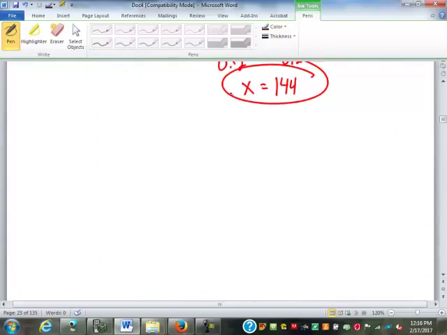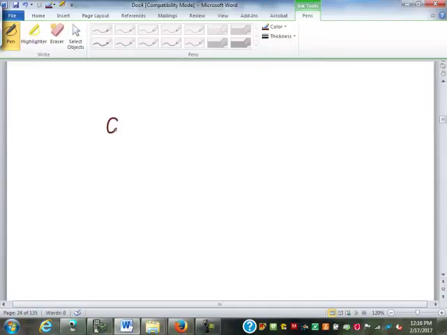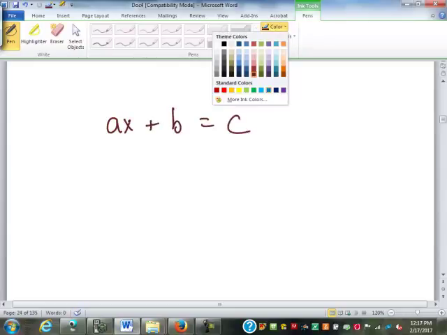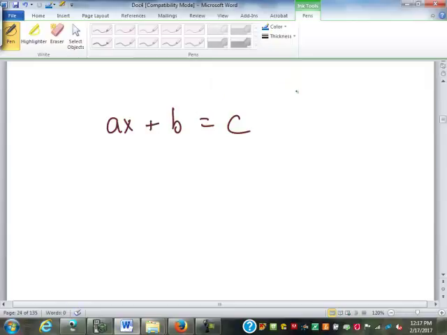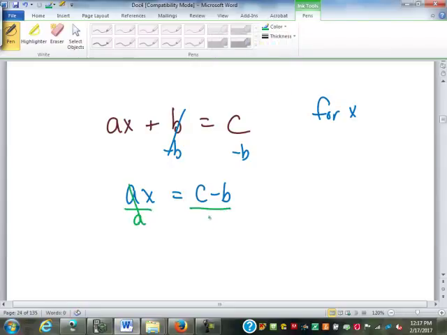Probably the biggest thing from Wednesday that you guys would have missed if the screen wasn't working would have been if we have equations like this that we need to rearrange. If we want to solve that for x, just like if there were numbers there, we would subtract b. Ax is going to equal c minus b. We can't combine those. And then we would divide by a to get x by itself. Well, c minus b divided by a is just c minus b over a.